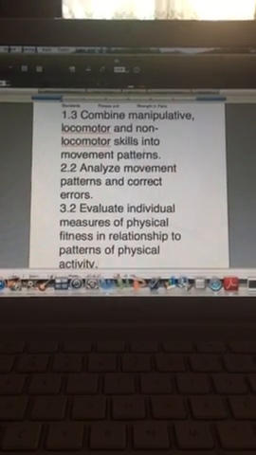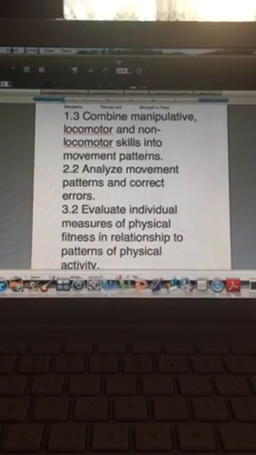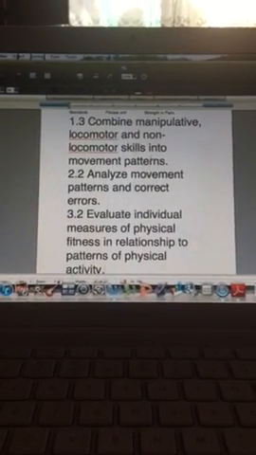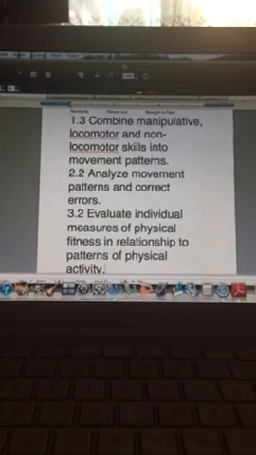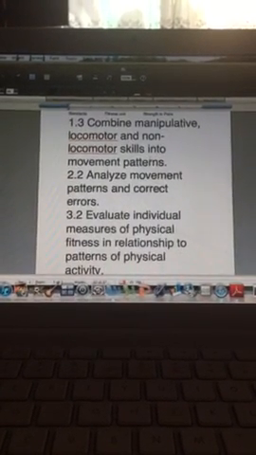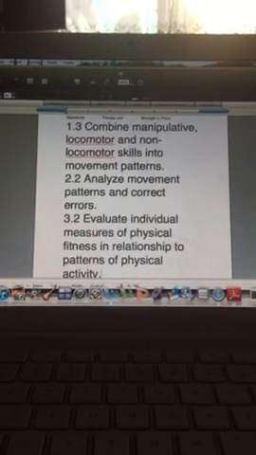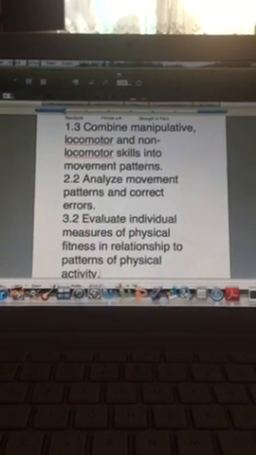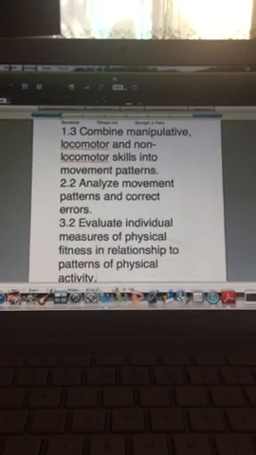Today we will be doing a fitness unit. Its standards will be 1.3, combine manipulative, locomotor, and non-locomotor skills into movement patterns; 2.2, analyze movement patterns and correct errors; and 3.2, evaluate individual measures of physical fitness in relationship to patterns of physical activity.